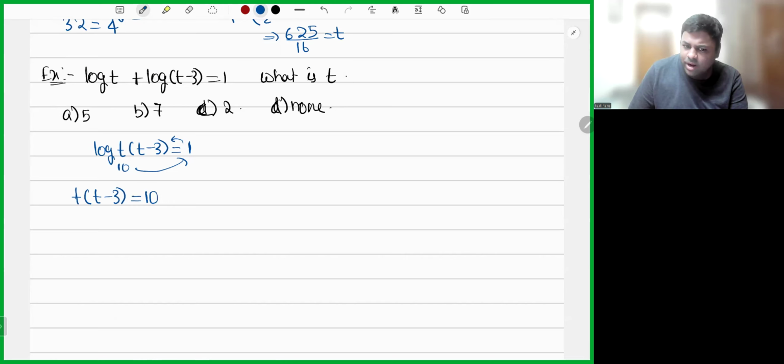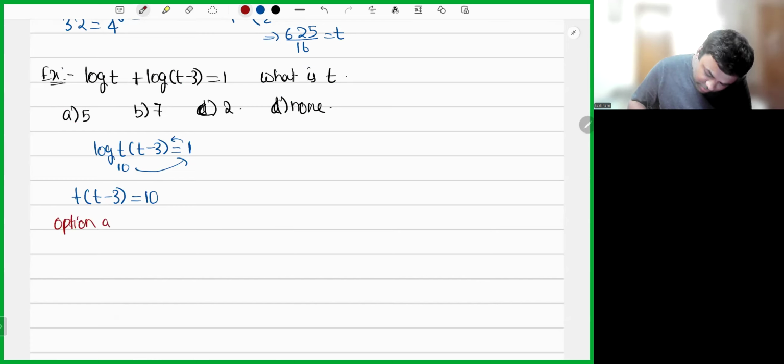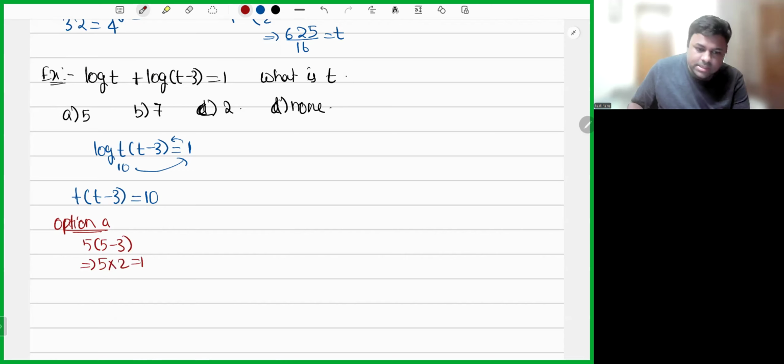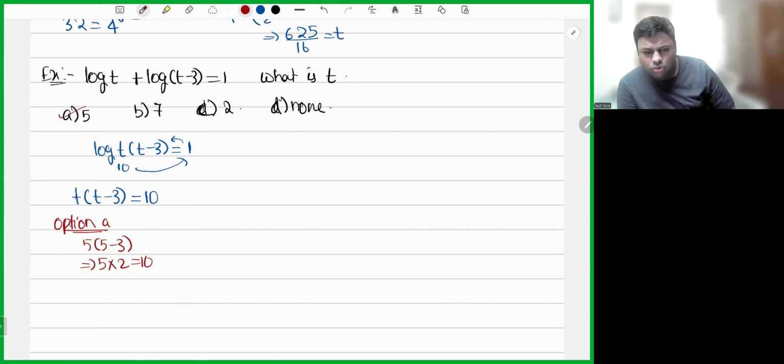Let's substitute option A, my dear friends. If you substitute option A, what you'll get? 5 into 5 minus 3, 5 into 2. Is it 10? Yes, sir. Option A is matching. Option B, option C will not match. You need not check. So what is the answer here? Answer is option A. Simple sum. Nothing much difficulty. Let's proceed to the next sums.